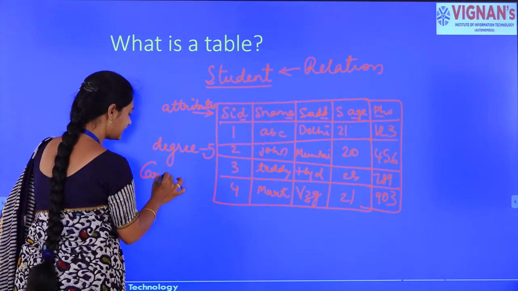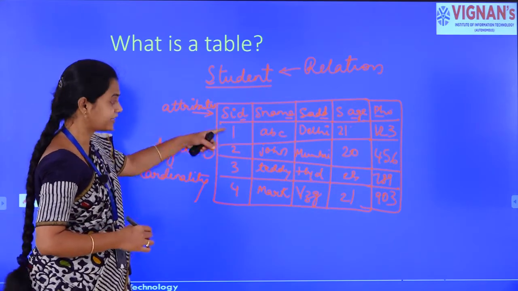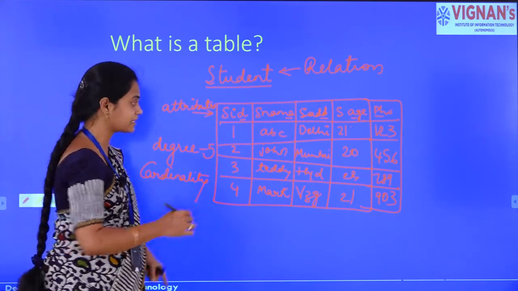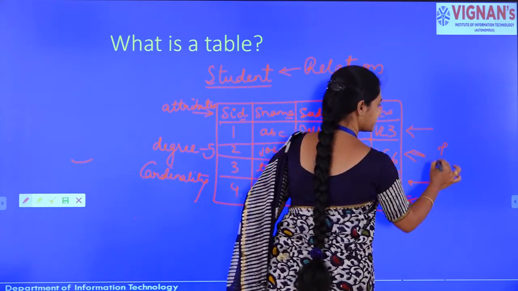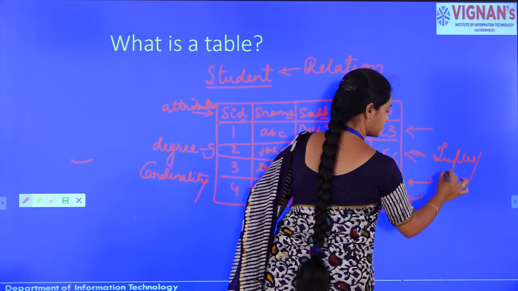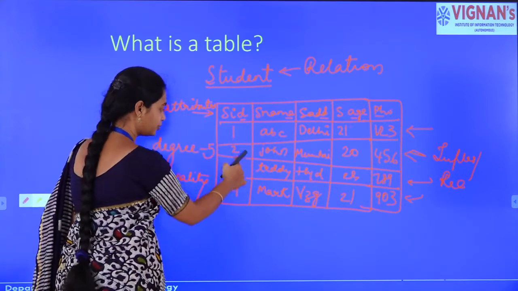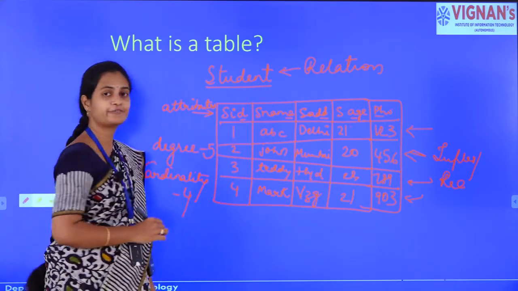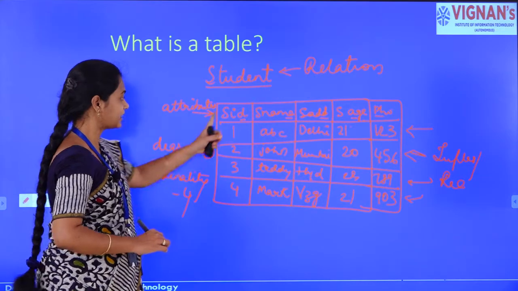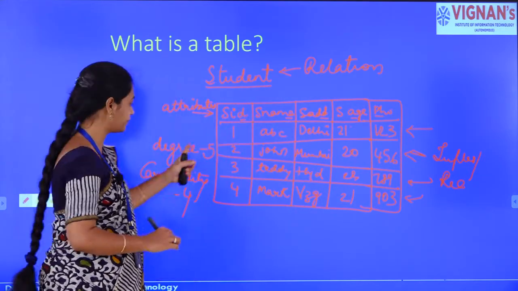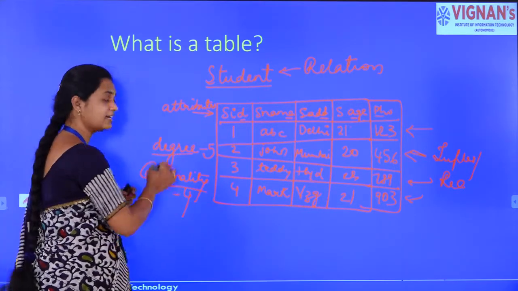And what is the cardinality here? Cardinality refers to the number of tuples over here. What are tuples? Tuples are nothing but rows. So all these are tuples, right? Tuples or records we can call them. How many tuples do we have here? 1, 2, 3, 4. So what is the cardinality? 4. The cardinality of the student relation is 4. So the number of attributes in a relation we specify as a degree, and the number of rows in a relation we specify as a cardinality.